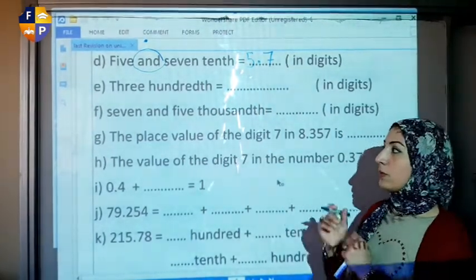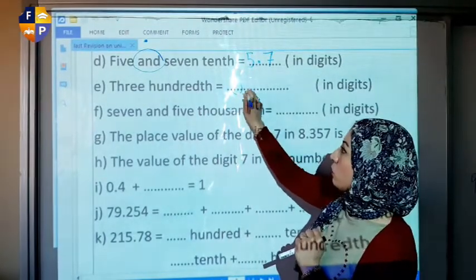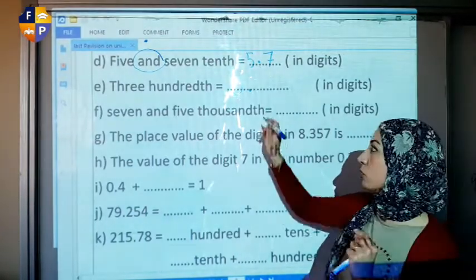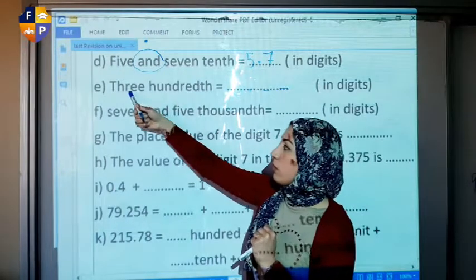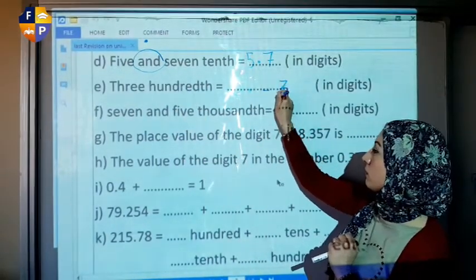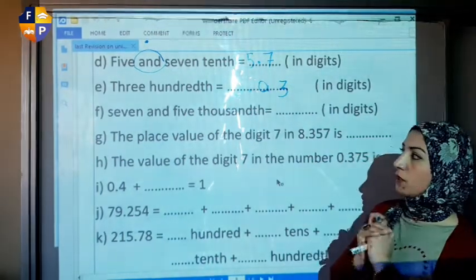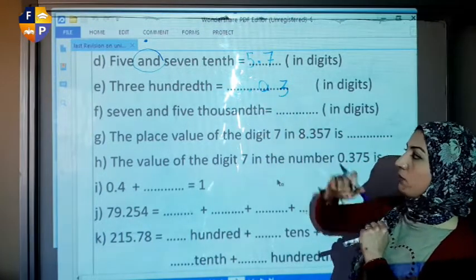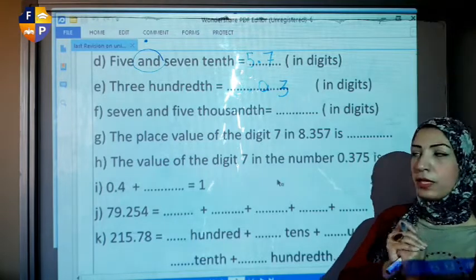Next one, 3 hundredths. First we will write 0 point and we have hundredths, so we will order 2 places. 3 hundredths, so we will write 3 in hundredths. Here we don't have any digits, so we will write 0. So 3 hundredths means 0.03.